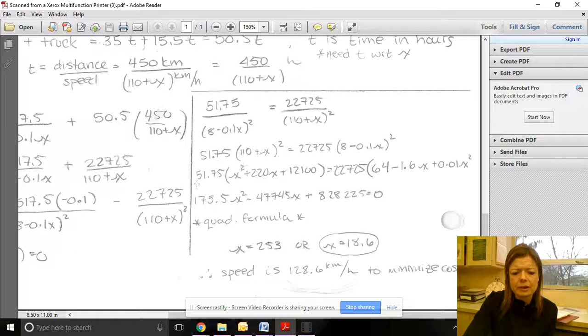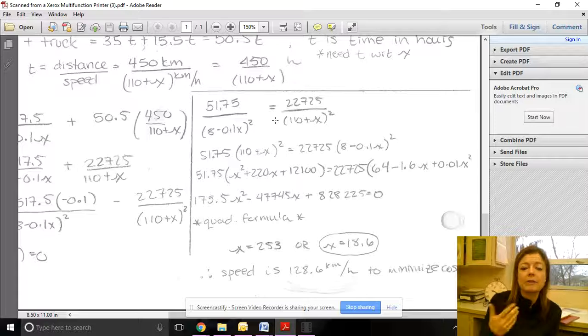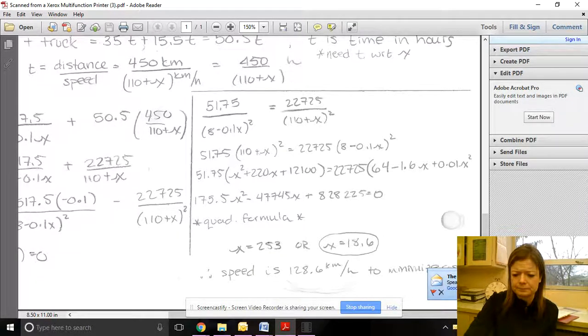Okay, after you cross multiply, you can expand your binomials, and then you move everything over, and you have one big quadratic formula question. Okay, and you get your answers of 253 and 18.6. So copy this down or pause the video, see if you can work through how much of this algebra you can do on your own. It's doable. You just have to really think about each step. You have to be very conscious and confident in your skills in order to do this, okay?